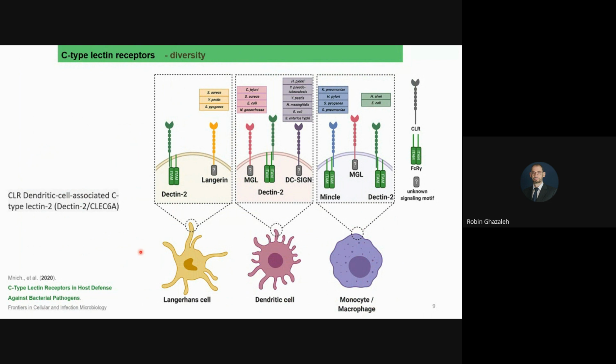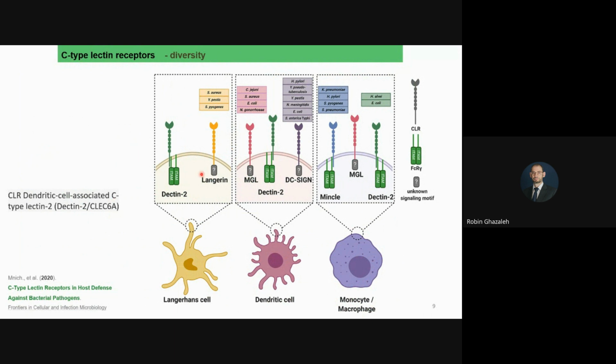So these are examples. Dectin-2 stands for dendritic cell-associated C-type lectin-2, and this is the full name for it. Sometimes you see it called Dectin-2, sometimes you see it called CLEC6A.